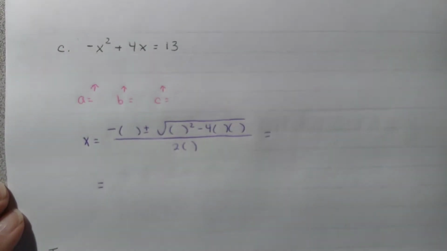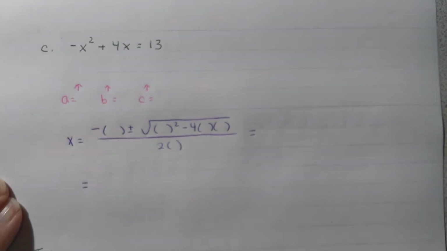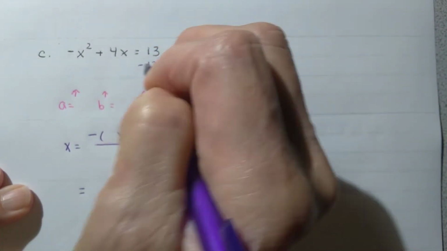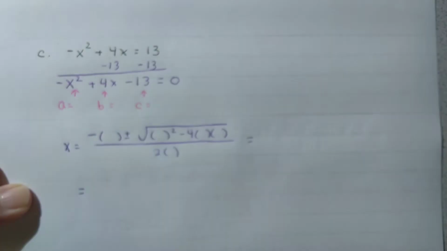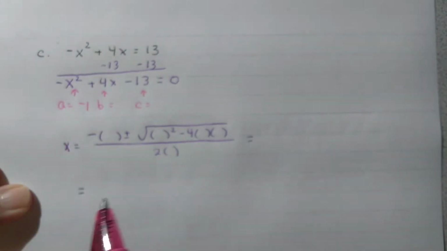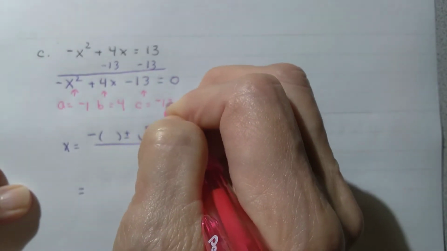Okay, next practice problem we have. Please again, notice that this is not equal to 0. So we have to solve that issue by subtracting our 13. Be very careful how you line these up. So I've got negative x squared, I've got a positive 4x, got a negative 13, and that's equal to 0. Once it's equal to 0, we can identify the A is negative 1. Be careful, that is a 1. B is positive 4, and C is negative 13.